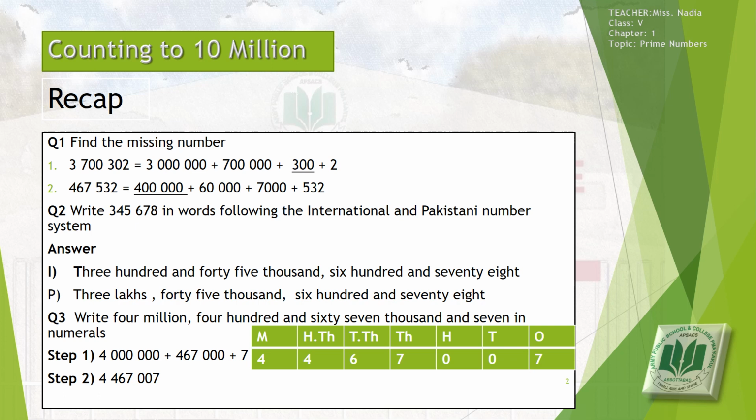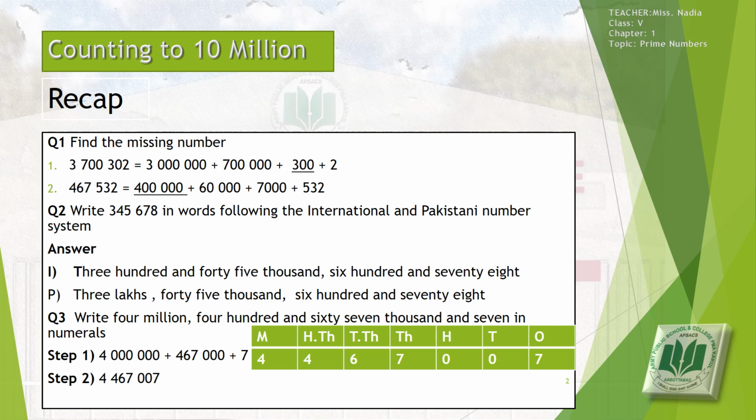So, before going to our next topic, let's have a recap of the previous topic that was counting to 10 million. Our first question is find the missing number. The number is 3,700,302. Keep in your mind, to find the missing number, we must know the place value of each digit. Here the place value of the digit 3 is million. So our first number is 3 million.